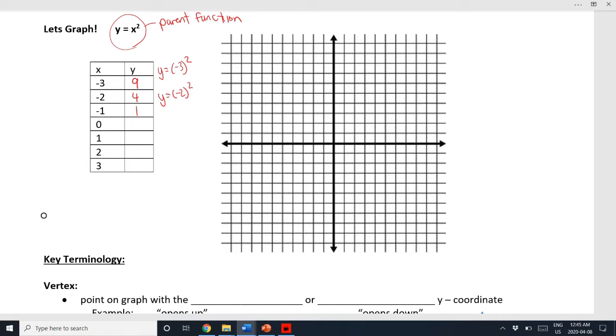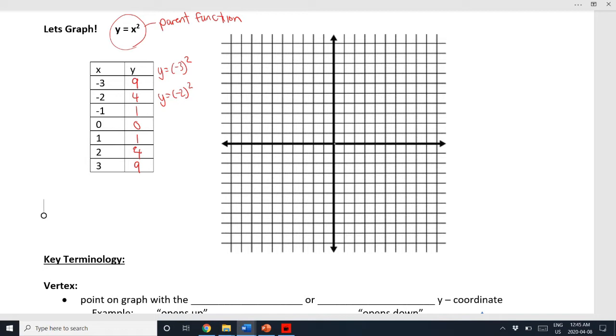0 times 0, 1 times 1, 2 times 2, and 3 times 3, which is 9. And you can see a repeating pattern. It goes 9, 4, 1, then 0, 1, 4, 9. A mirrored pattern, I should say. So now let's graph these points.